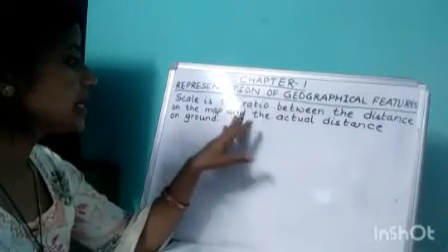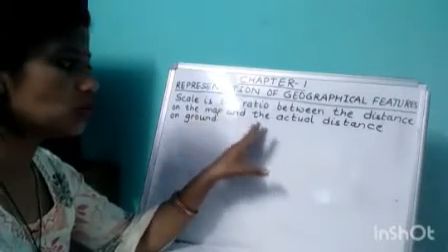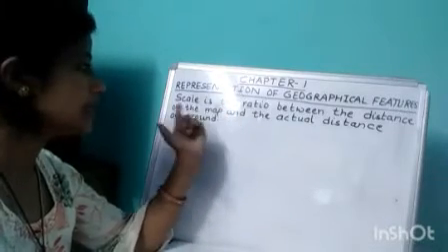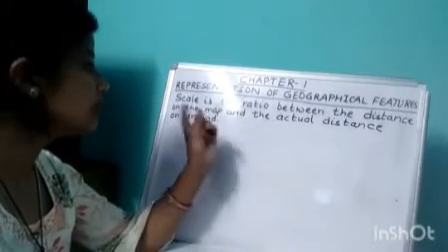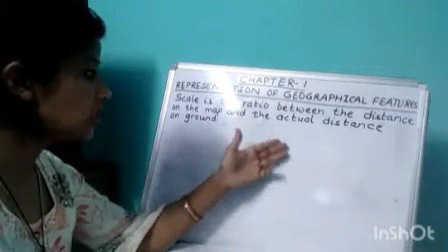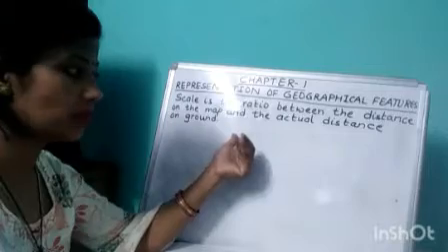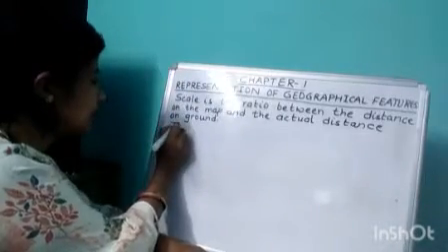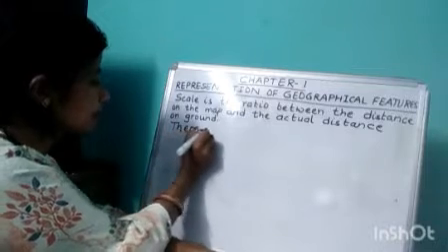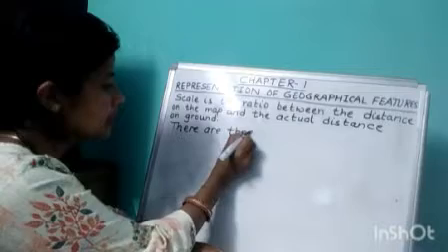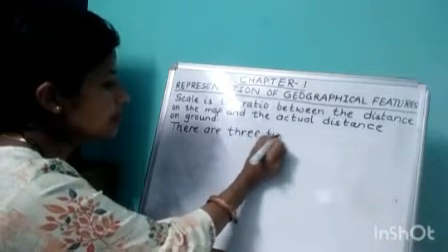What is a scale? Scale is the ratio between the distance on the map and the actual distance on the ground. There are three types of scales.